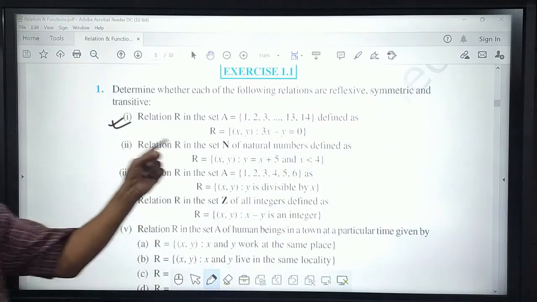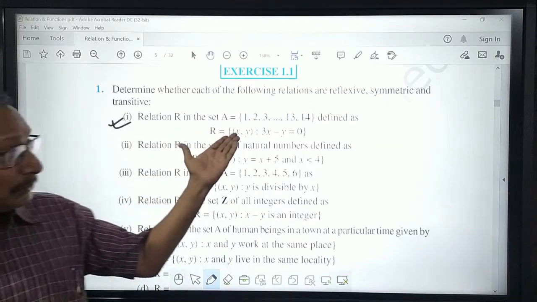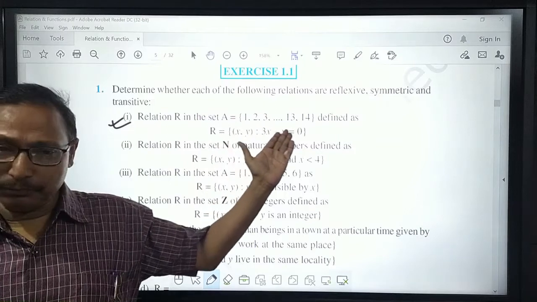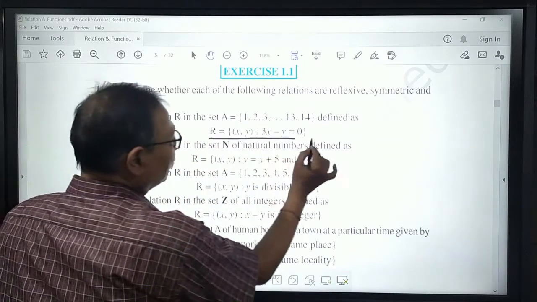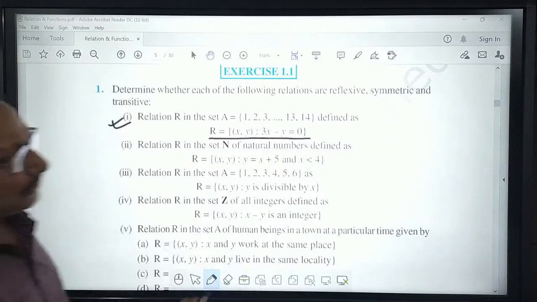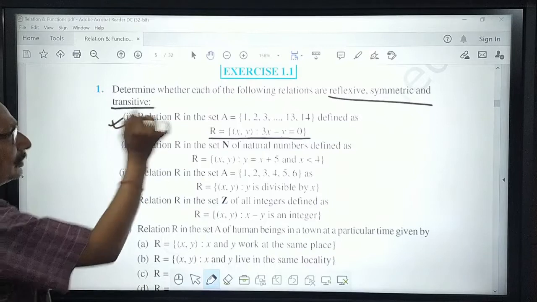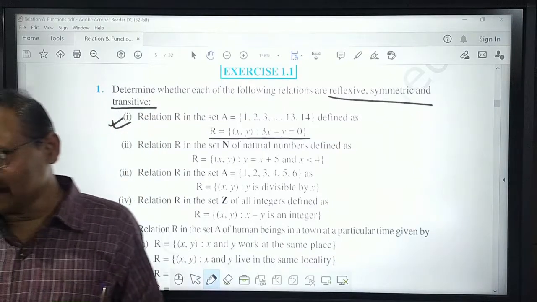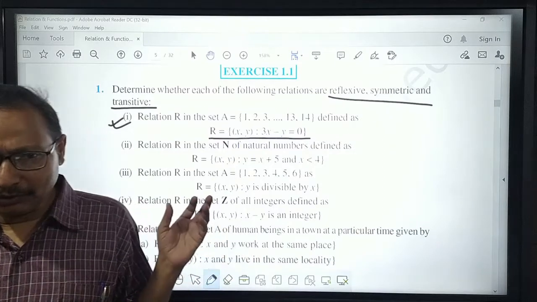Relation R in the set A, and the members of set A are 1, 2, 3 up to 14, defined as this. And we are to check whether this particular relation is reflexive, symmetric and transitive or not.